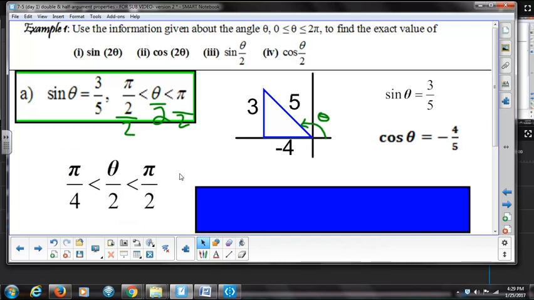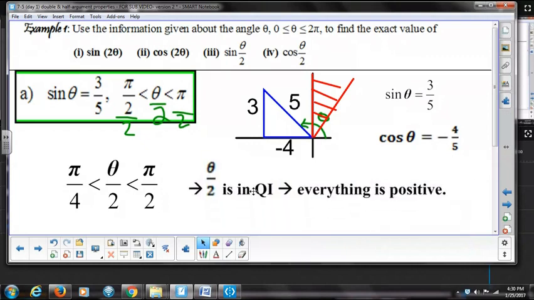So if it's between pi over 4 and pi over 2, realize that pi over 4 is in the first quadrant. So right about here. And pi over 2 is here. So this region right here is where half theta is going to be. So that's the first quadrant. So because it's in the first quadrant, you know that everything's going to be positive because sine, cosine, tangent, everything is positive in the first quadrant. So that's what you need to figure out with those.